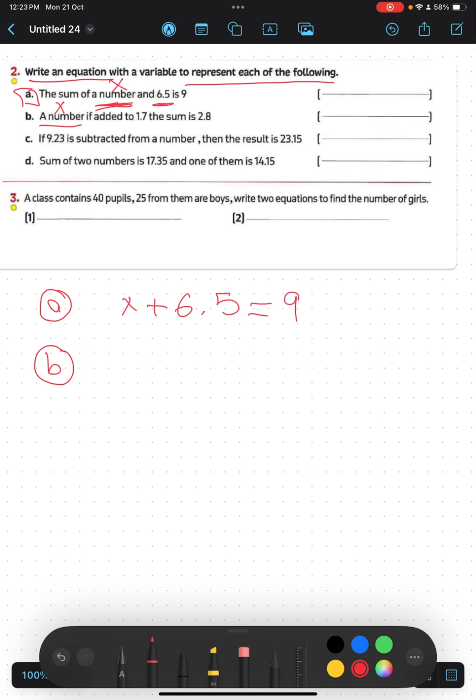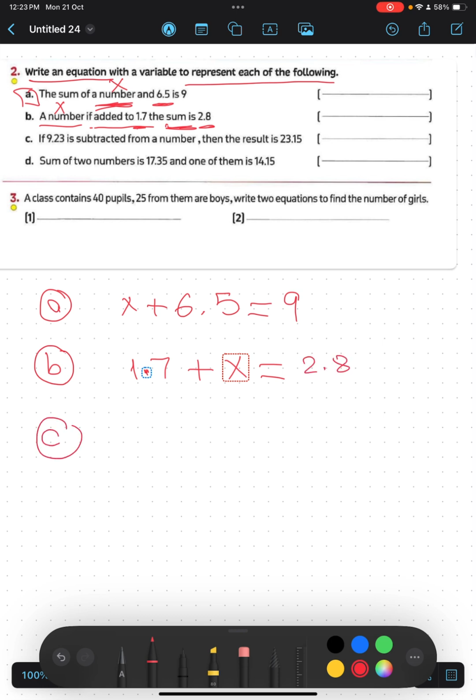letter B a number برضو ده ايه unknown, name x, if added to 1.7. يبقى أنا عندي 1.7 أهي، هأدد ليها إيه أهو بلس، هأدد ليها النمبر اللي هو الأنون يبقى x. The sum is equal 2.8.